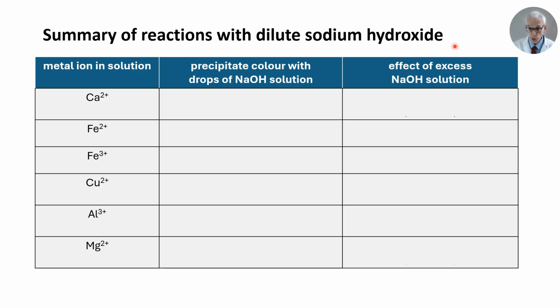So at this point, it's certainly worth reviewing. We've got 6 metal ions. Can you recall the precipitate colour with drops of sodium hydroxide? Can you recall the effect of excess sodium hydroxide solution? Soluble or insoluble is the issue. Pause, do your best to complete the observations. Come back to check and correct when you are ready.